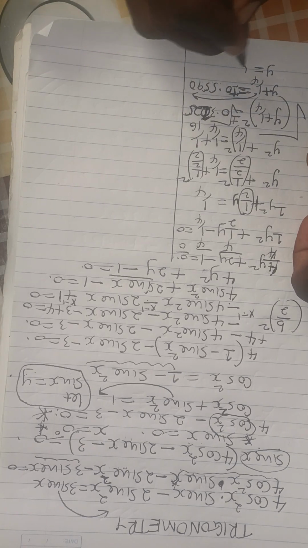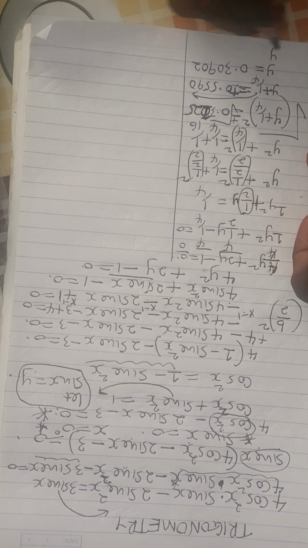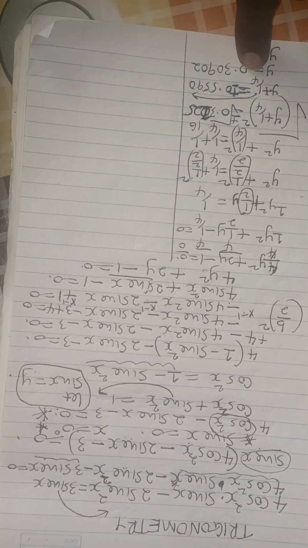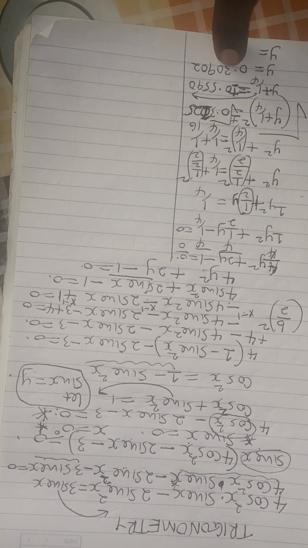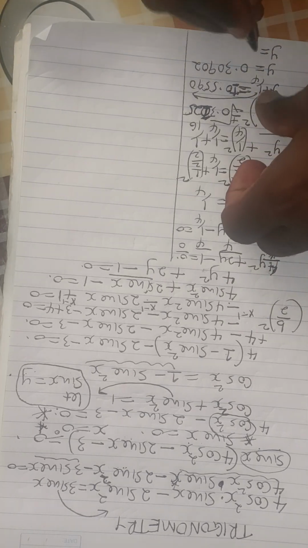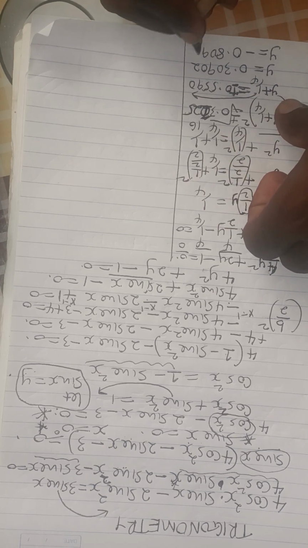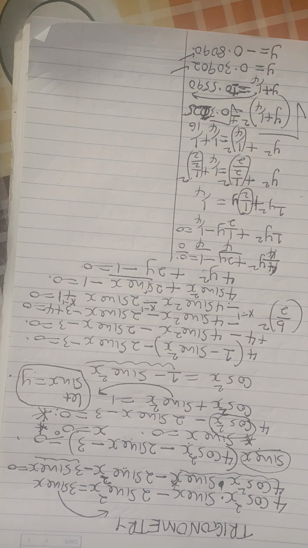So it can either be 0.3092, or y can also be, so you can take it to be negative, minus 0.5590, then minus 0.25. That gives us minus 0.8090. So those are the two possible values of y.